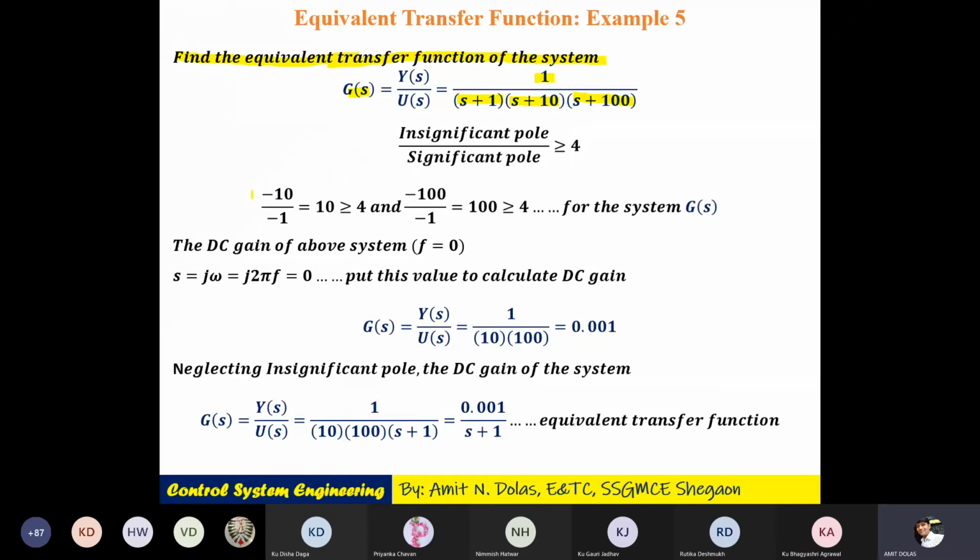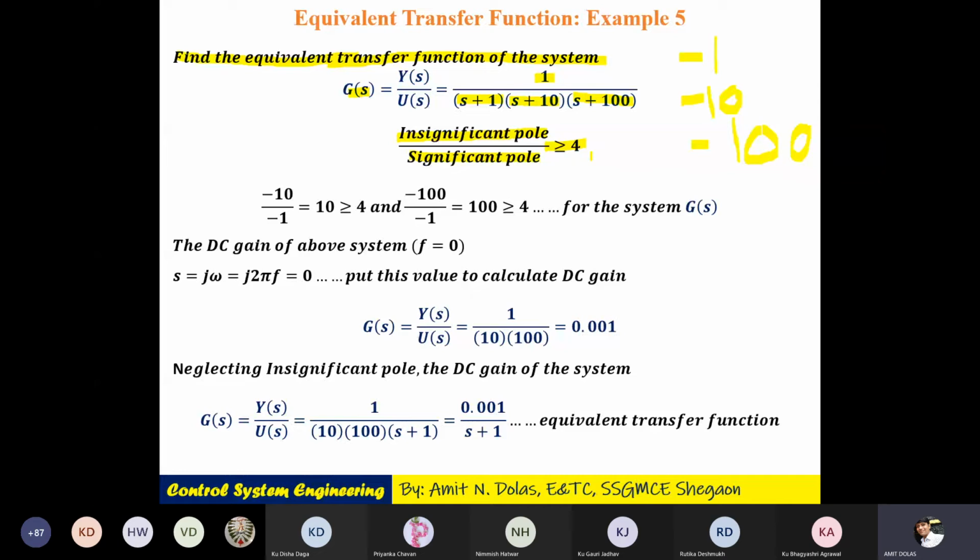So we'll see there are 3 poles. Let's find them quickly: how will the 3 poles come? One is -1, another is -10 and another is -100. If you plot this in the S plane, -1 will be nearer to the imaginary axis, -100 will be far away, and -10 will also be away from the imaginary axis. So we get this ratio: insignificant divided by significant pole should be greater than or equal to 4. If it comes below this, then we cannot neglect it.